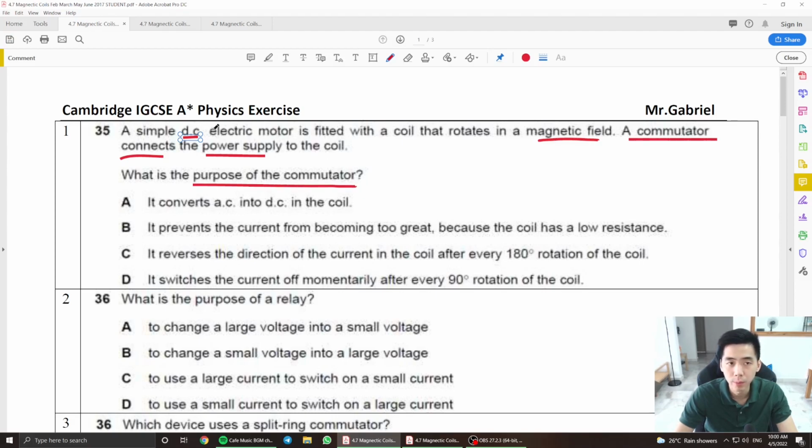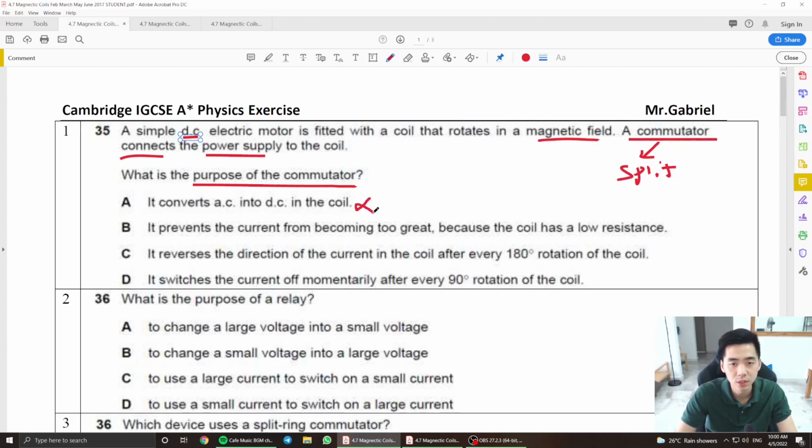Now guys, always remember that DC motors actually use split rings. And split rings only have one specific purpose. It is to reverse the direction of current every 180 degrees so that the coil may continue to spin in 360 degrees. So look at these answers here.